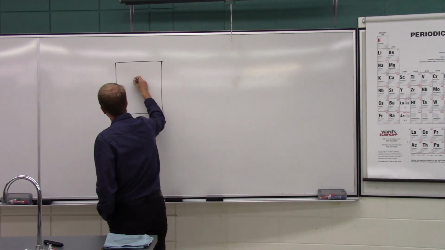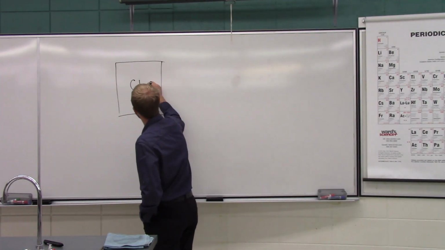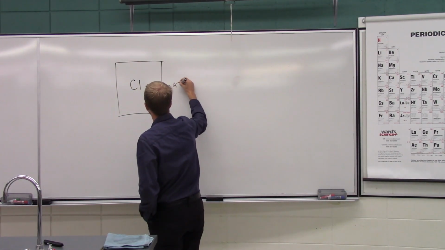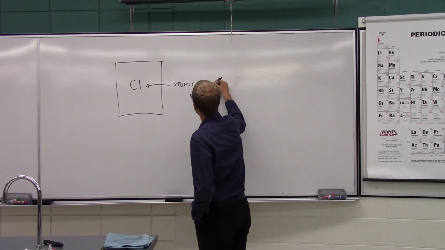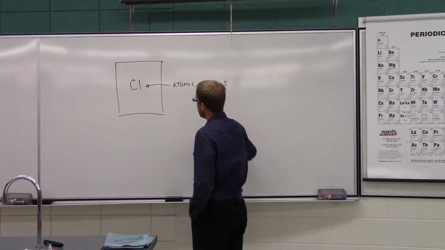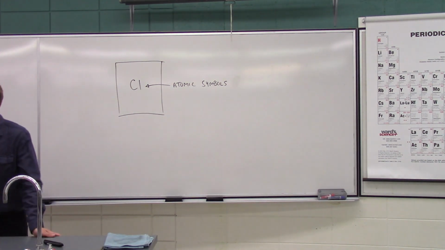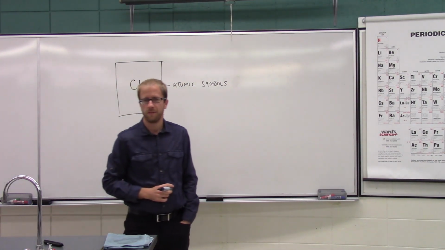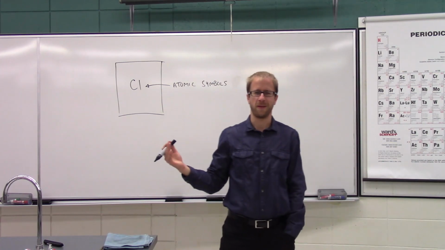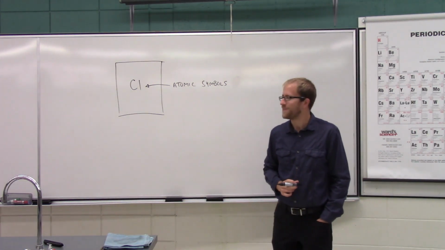Now, chlorine has an atomic symbol, Cl. Now, the atomic symbols, it is very important you become familiar with them, because when we are writing out the recipes in chemistry, we're going to be using the symbols. Why don't we use the full names? Because chemists are lazy. We don't want to have the full name. That'd be ridiculous. So we're going to use the atomic symbols for that.